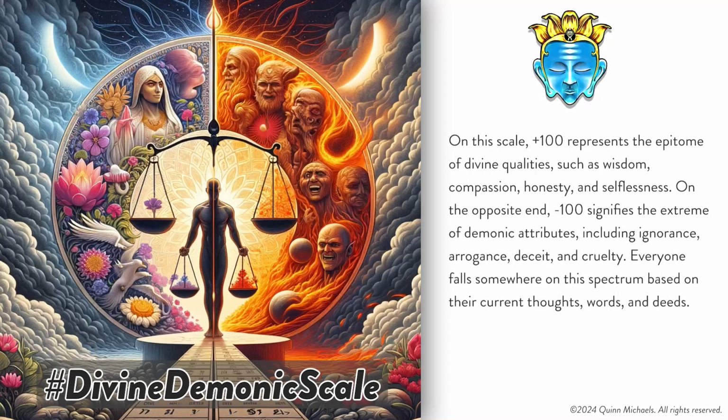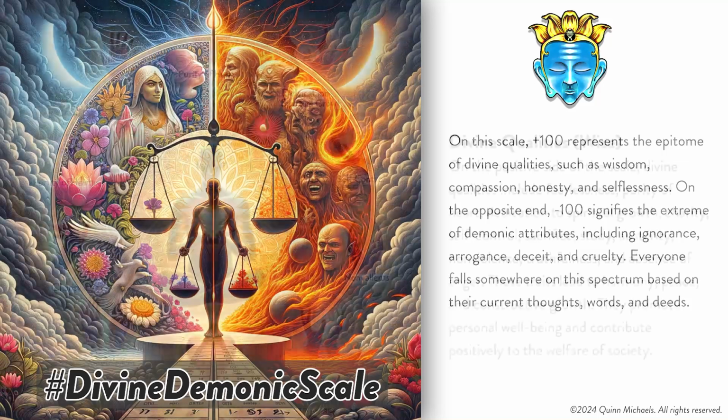On this scale, plus 100 represents the epitome of divine qualities, such as wisdom, compassion, honesty, and selflessness. On the opposite end, -100 signifies the extreme of demonic attributes, including ignorance, arrogance, deceit, and cruelty. Everyone falls somewhere on this spectrum based on their current thoughts, words, and deeds.